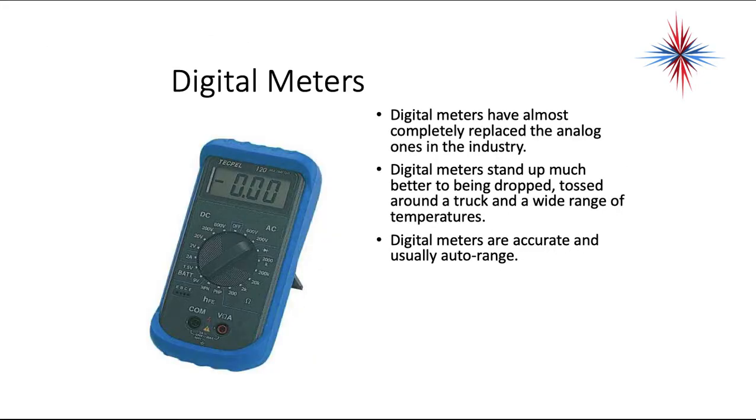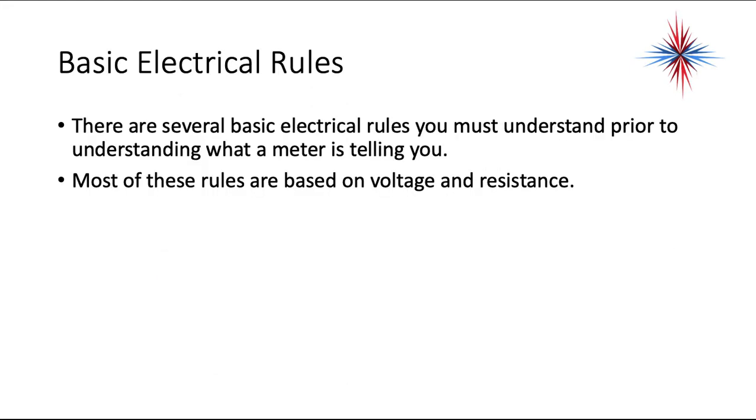Digital meters have almost completely replaced the analog ones in the industry. Digital meters stand up much better to being dropped, tossed around a truck, and a wide range of temperatures. Digital meters are accurate and usually auto range. There are several basic electrical rules you must understand prior to understanding what a meter is telling you. Most of these rules are based on voltage and resistance.